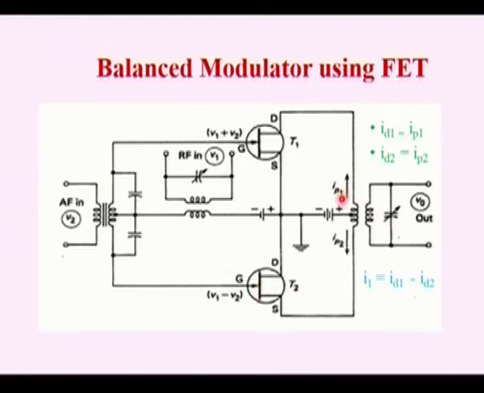The output current, this is ID1, that is the current flowing through the drain 1, and ID2 is the current flowing through the drain 2. The same current will also be flowing through the primary of this output transformer. So, here ID1 will be equal to IP1, and the current flowing in this section, ID2, will be equal to IP2. And what about the resultant current I? Since both the currents are flowing in opposite direction, the current I1 will be the difference of ID1 and ID2.